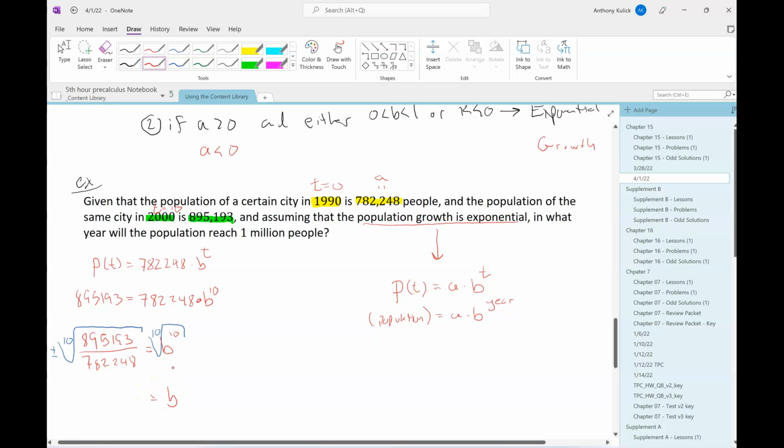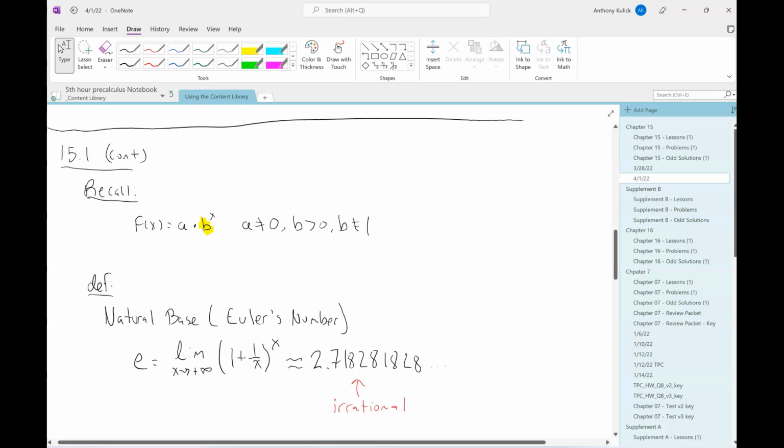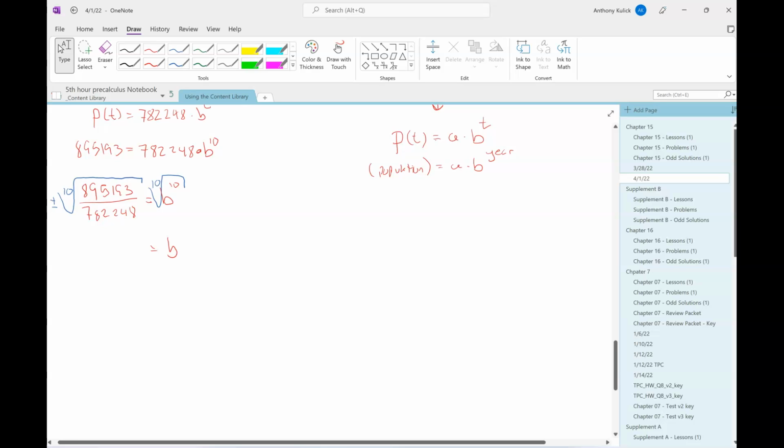Now remember, b. What are some of the restrictions on b when we talk about an exponential? One of them is that it has to be greater than 0. So if I go back to this plus or minus, do I really need the plus or minus there? No, because the b can't be negative. So it's just going to be the positive. And now it's going to be calculator time.